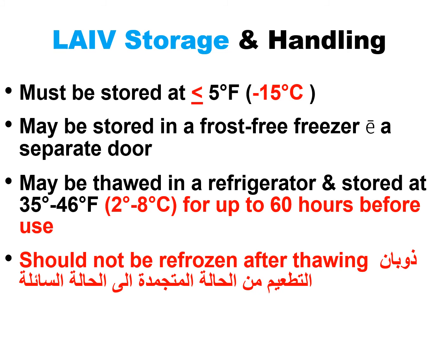This is important. Live attenuated influenza vaccine storage and handling: must be stored at a temperature less than minus 15 degrees centigrade, may be stored in a frost-free freezer with a separate door, may be thawed in a refrigerator and stored at 2 to 8 degrees centigrade for up to 60 hours only before use. Should not be frozen after thawing. So after thawing, from the frozen state to the liquid state, the vaccine should not be refrozen again.